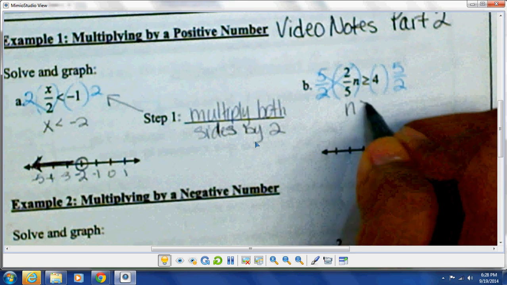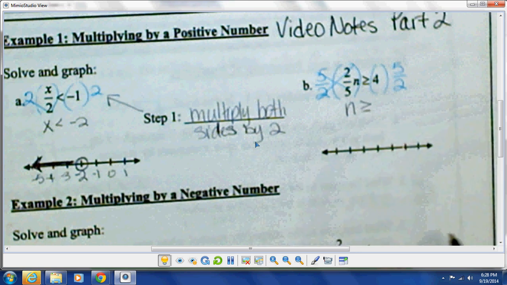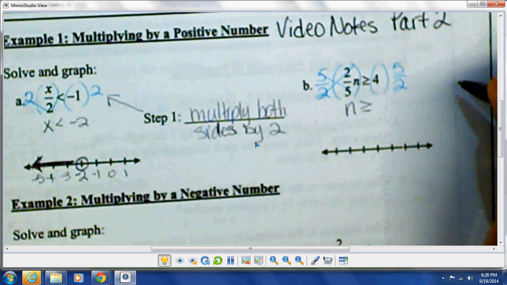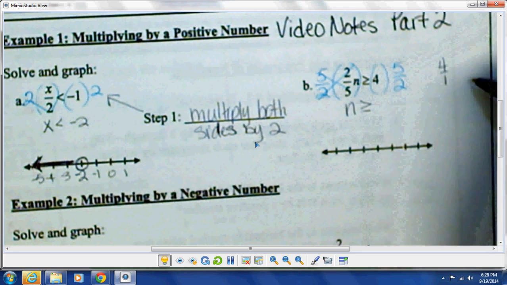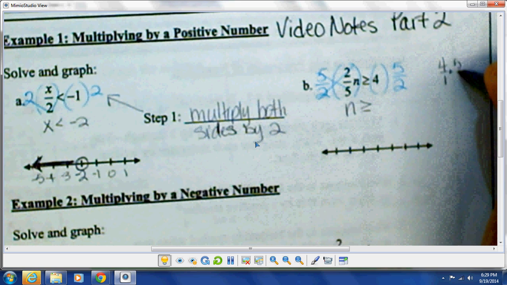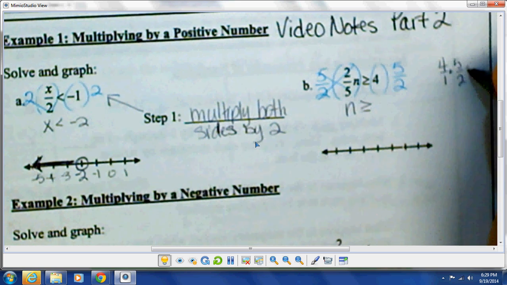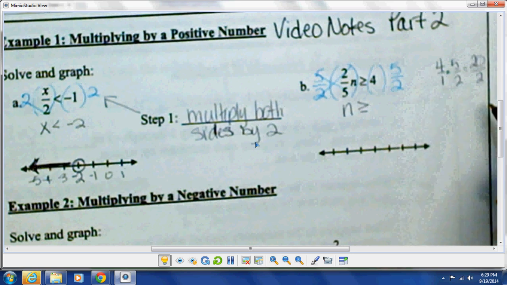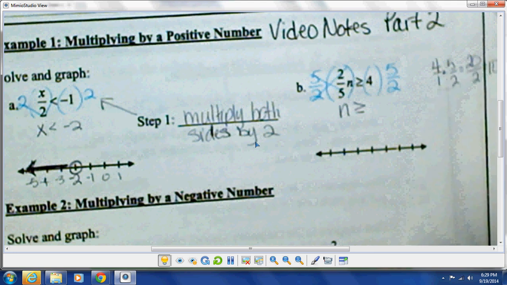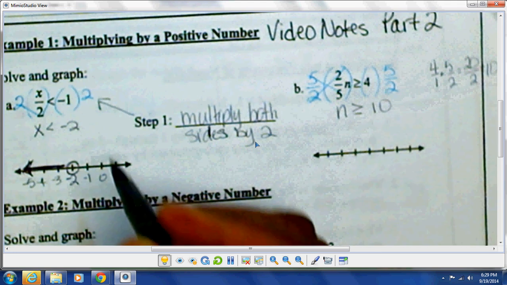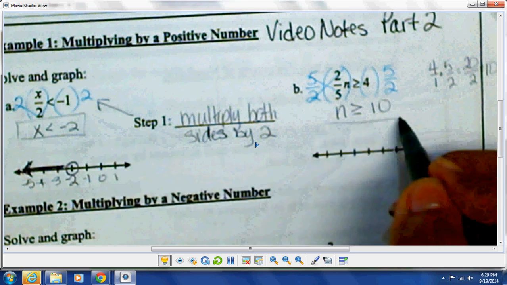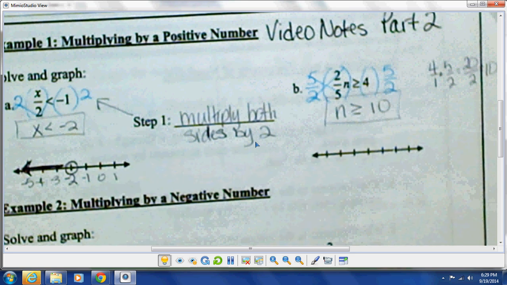Now I'm going to have to solve this other side. Remember when we multiply fractions, you put your whole number over 1. Then we're going to rewrite the other. So since 4 times 5 is 20, 1 times 2 is 2. 20 divided by 2 equals 10. So therefore, n is greater than or equal to 10. Let's not forget to box our solutions.